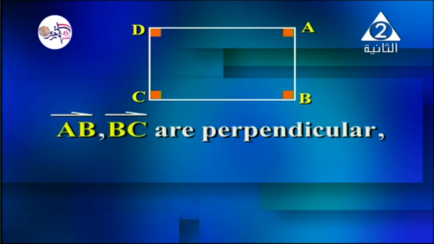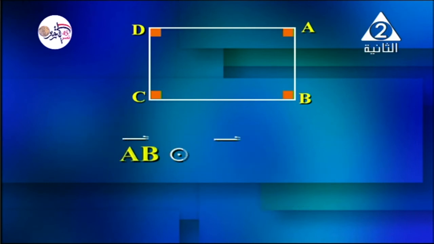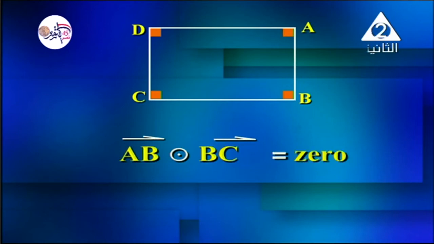AB and BC are perpendicular. What do you mean by perpendicular? Excellent student. We know that if two vectors are perpendicular, then the scalar product of the two vectors equals 0. Therefore, the angle between them is 90. AB dot BC equals 0. Why? Cosine 90 equals 0. Norm AB, norm BC times cosine 90 equals 0, and then AB dot BC equals 0.